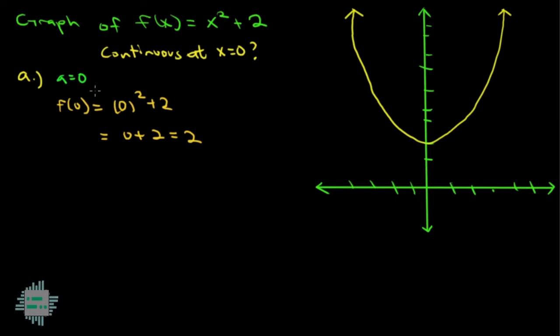value. Makita natin yan dito kasi if x is 0, nandito yun sa origin, ano yung magiging y coordinate? Ayun, 2. So may ordered pair na lalabas, di ba? If x is 0, y is 2. So nag-i-exist si f of a. Defined yung function na ito at x equals 0.